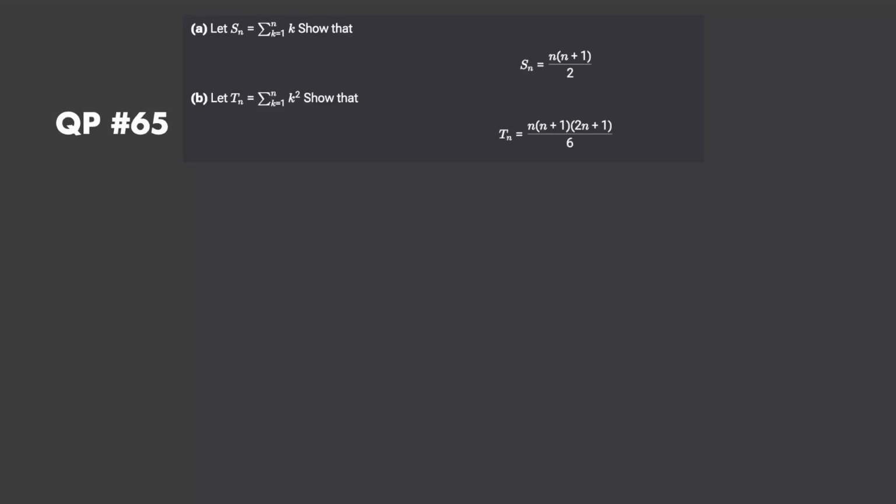Hello everyone, today let's take a look at QP65 where we're proving some useful things about a series summation of the natural numbers basically. So in part A, we want to show that the sum of the first n natural numbers, so from 1 all the way up to n of k, is equal to n times n plus 1 divided by 2. So for example, if n was 6, well that would just be 1 plus 2 plus 3 plus 4 plus 5 all the way up to 6. So 1 plus 2 plus 3 plus 4 plus 5 and plus 6.